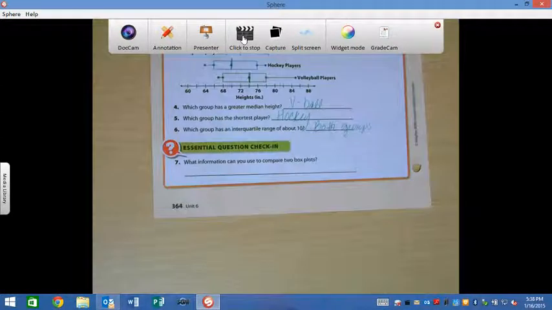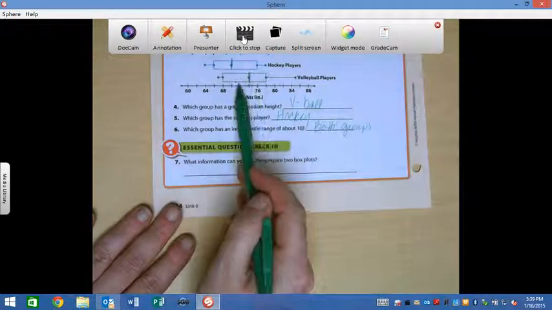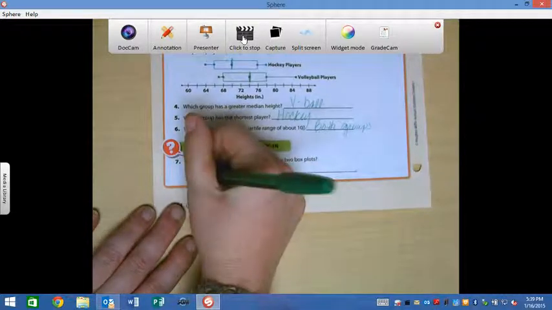Now, for number 7, what information can you use to compare 2 box plots? You can use their minimum and maximum values, their median, their range, and their IQR, their interquartile range. That's the range in the boxes. So that's what I'm going to put here.